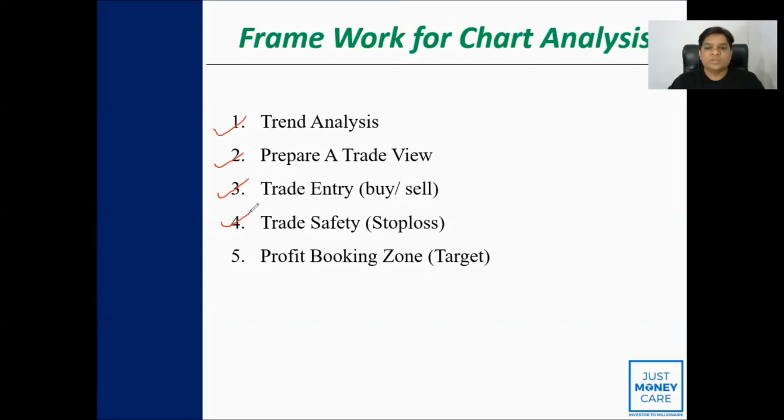Trade safety is your stop loss. If you are in a buying trade, below your support level is your stop loss, and if you are doing short selling, above the resistance is your stop loss. Very simple. And for profit booking, you can use a risk and reward ratio or the previous support and resistance zone also. So these are the main 5 steps involved in chart analysis, which I am suggesting you follow. If you follow these steps, you will have a higher probability of being a profitable trader, if you are simply following the process.